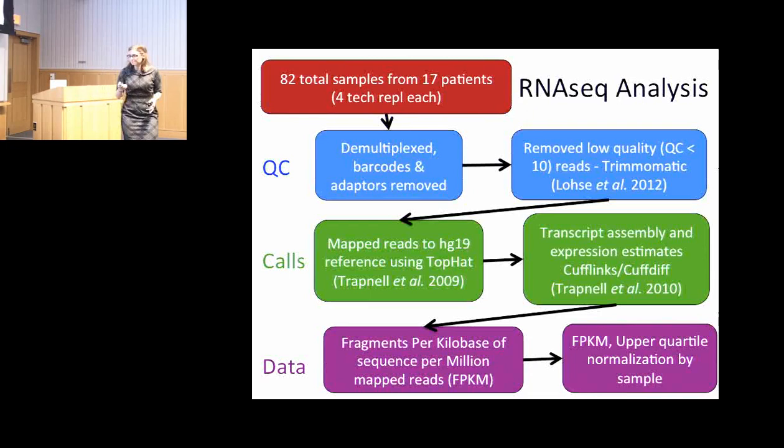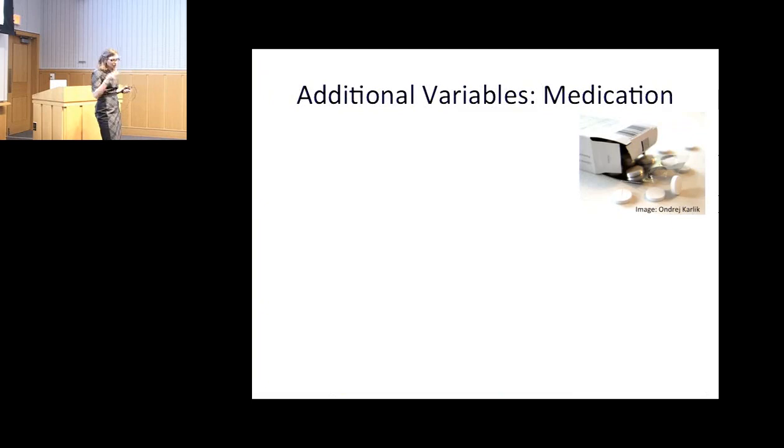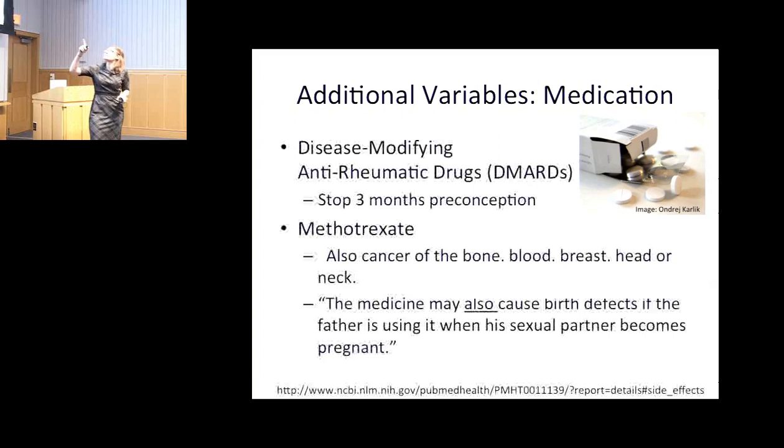But there's one additional variable, and that is medication. So we're working with patients in Northern Europe. In the US, doctors traditionally say, get off all your medication, everything. Don't take anything while you're pregnant. And there are these disease-modifying anti-rheumatic drugs that you have to get off at least 3 months before conception. And one of the drugs that's used most often is methotrexate. This is also used to treat cancers of the bone, blood, breast, head, and neck.